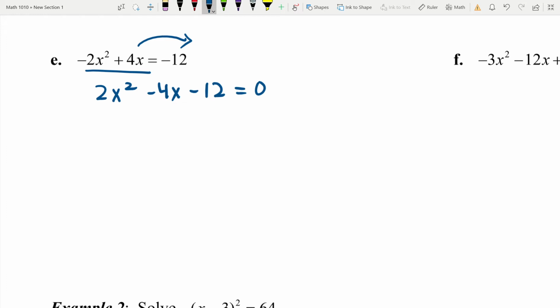Now I'm going to start doing the rest. Okay, so I'm going to bring my 12 over now. So now I've got 2x to the second minus 4x equals 12. You do it. Go ahead. See if you can do it. Think of what the next step is.